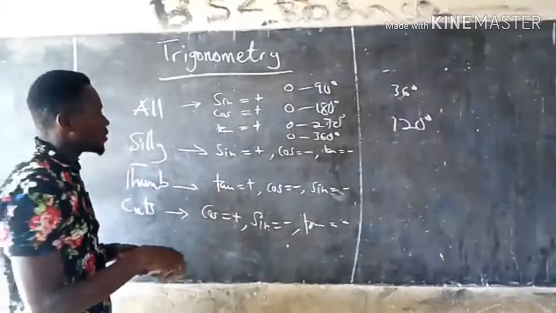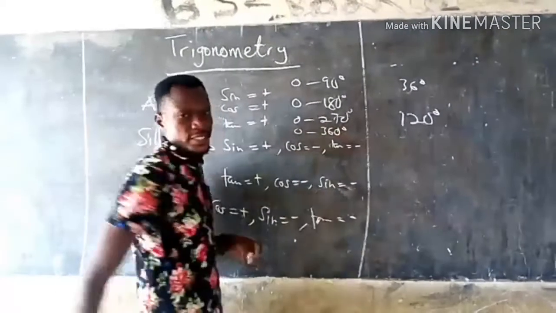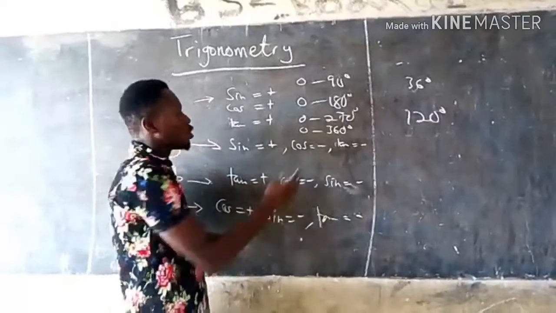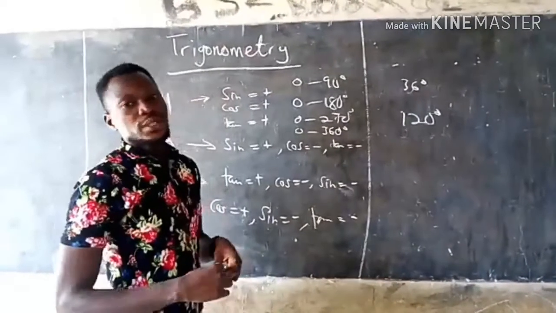And in the second quadrant, it's only sine that gives positive value. So I want you to try sine 120. You see you get positive. Cos 120, that will give you negative. Tan 120 will also give you negative.